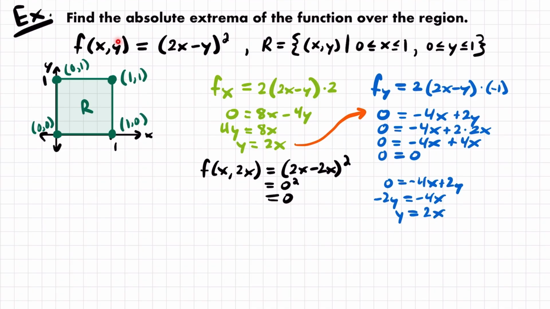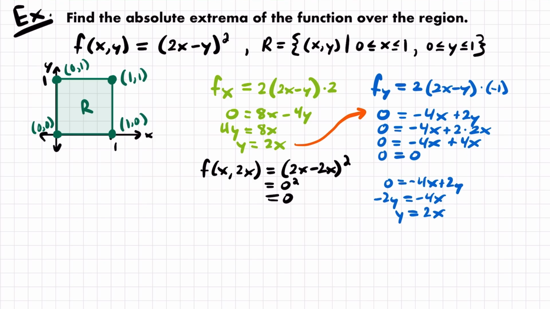The output for the function will be 0 for any points along that line. Okay, so that's the z-value for those points that we want to be comparing to all of the other points that we find that have the potential to be absolute extrema for the region.